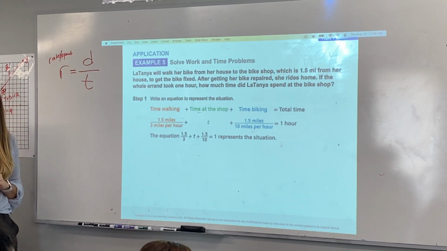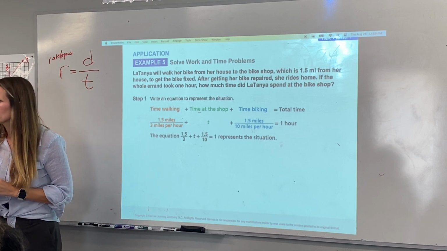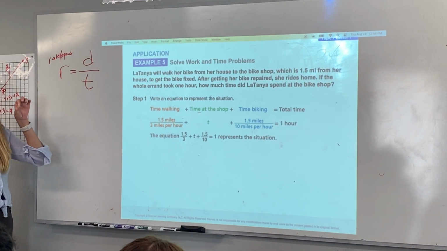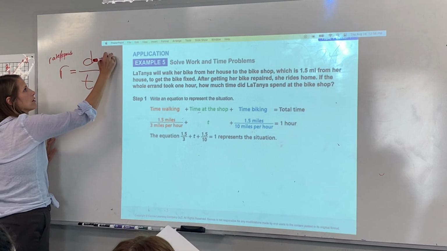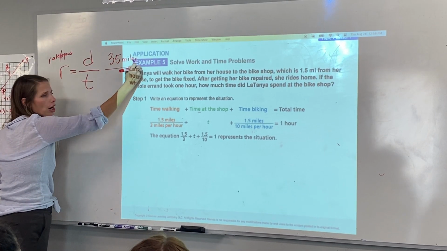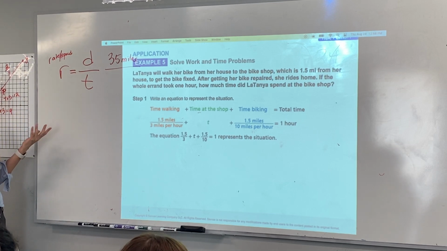Give me an example of a speed limit that you've seen. Yes? What is it? 35 miles per hour. 35 miles. You went that fast on a bike? Per, I just asked for an example of a speed.